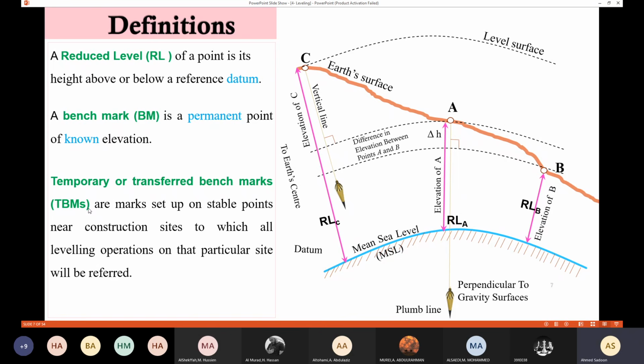So those marks are set up on stable points near construction sites to which all the leveling operations on that particular site will be referred. All the measurement in that construction site is going to be referred to the temporary benchmark. So we have benchmark and we have temporary benchmark. We need to differentiate between them. In order to understand the leveling, we need to understand these 6 main definitions.